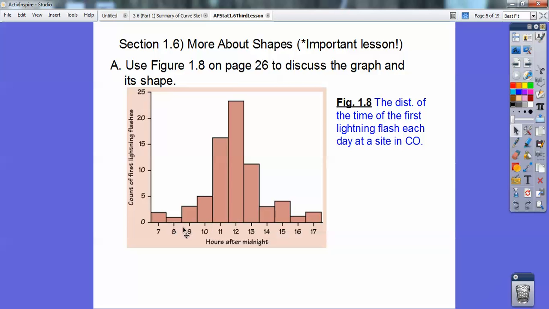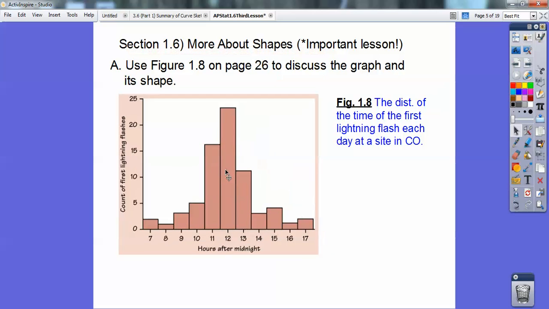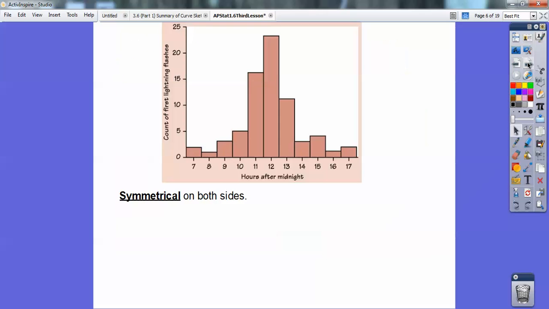Okay, so let's talk about this, you guys. It looks like most of the lightning strikes are happening around noon. There's pretty much a single peak around noon. And it looks like it tapers off on both sides evenly, so it's pretty symmetrical. Okay, what else do I want to notice on here? Over here it says the count of the first lightning flashes. These are just how many lightning flashes happened at certain hours after midnight.